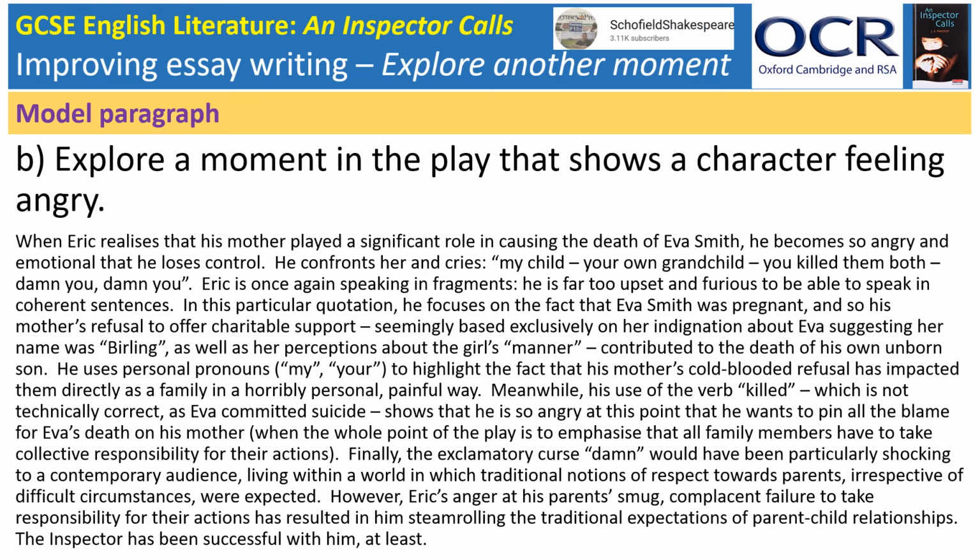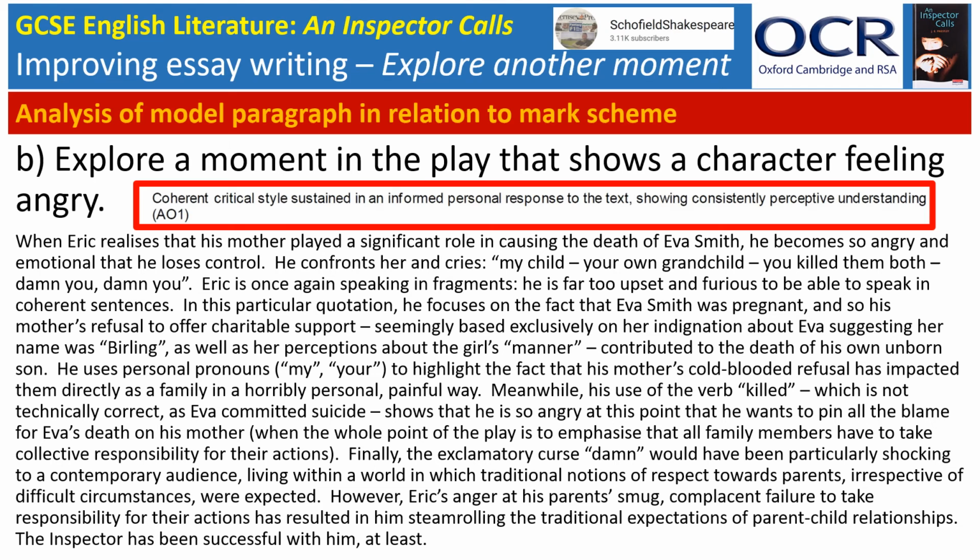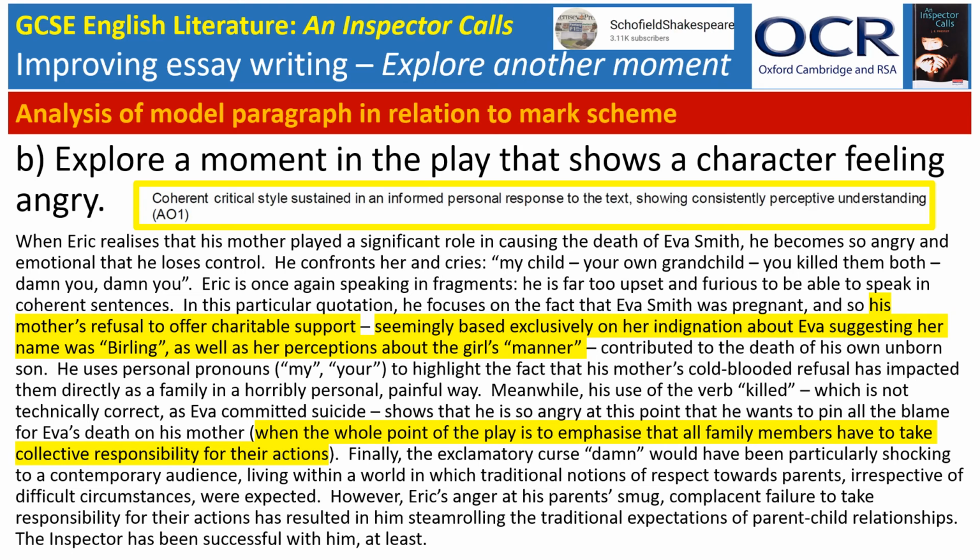How does this paragraph meet the requirements of the mark scheme? So, we need the coherent, critical style, the informed personal response, the consistently perceptive understanding. This is shown in detailed references to the text, not just within this moment, but from earlier as well, relevant because it explains just why Eric is so angry here.